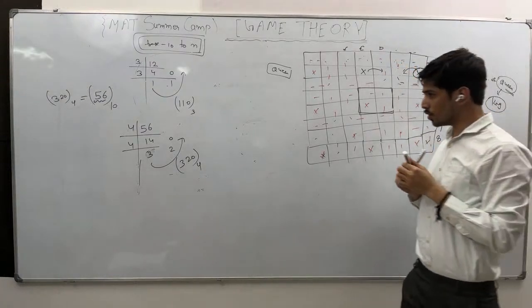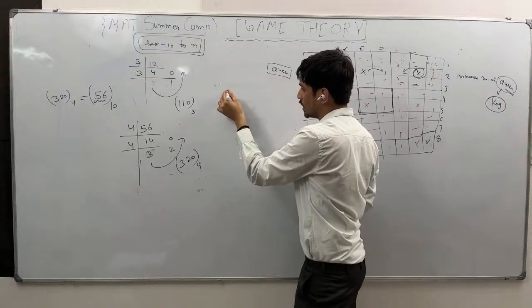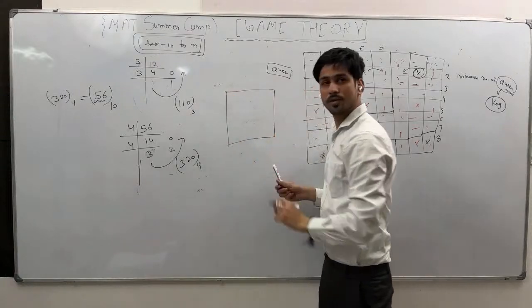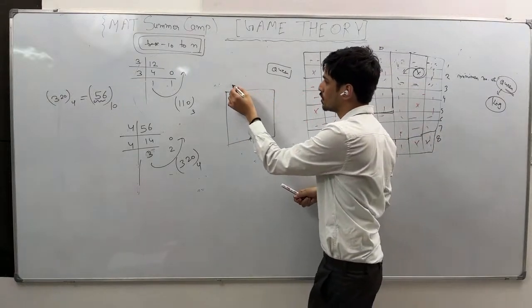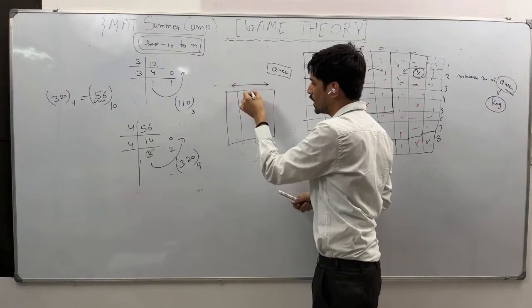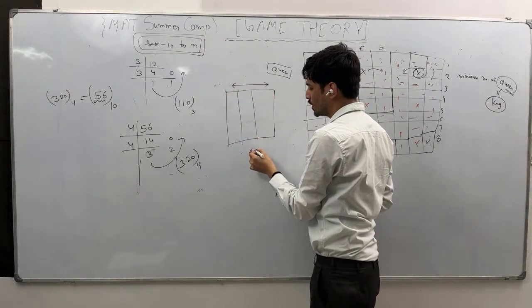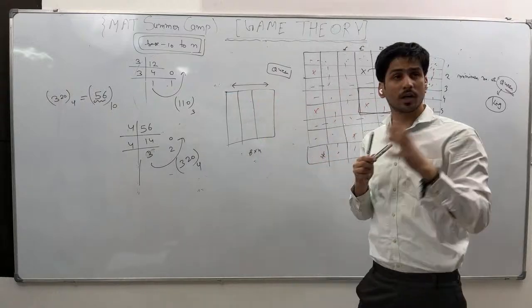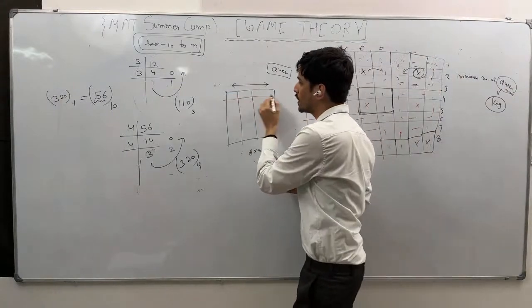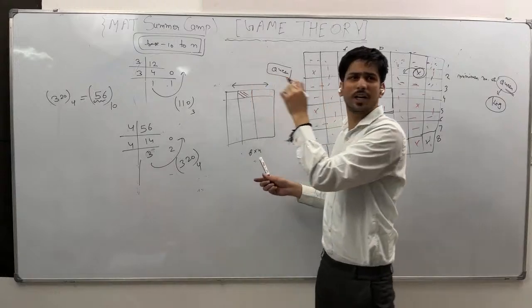Clear? Okay. One more question I'll ask. Let's say there are 32 squares. It means something like 8 cross 4, we can say an 8 cross 4 grid is there. Like they are alternately colored. It means one is black, then white, then black, then white, and so on.